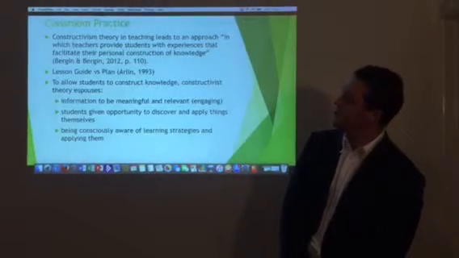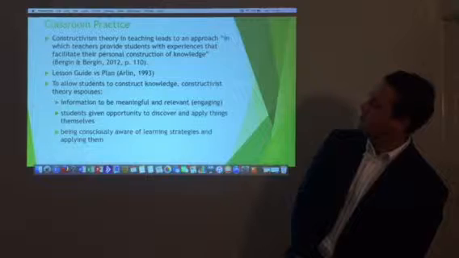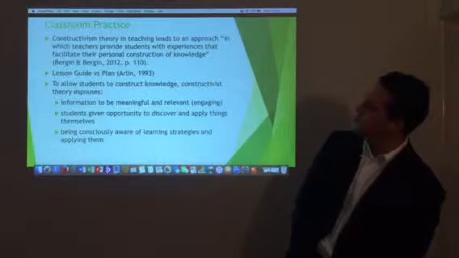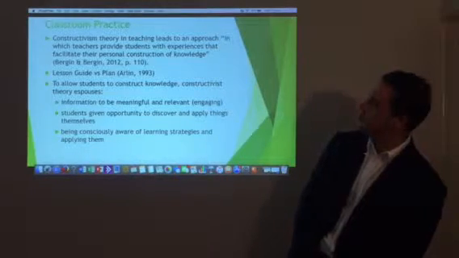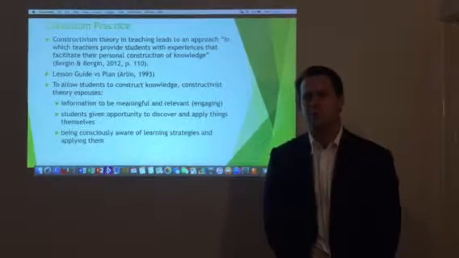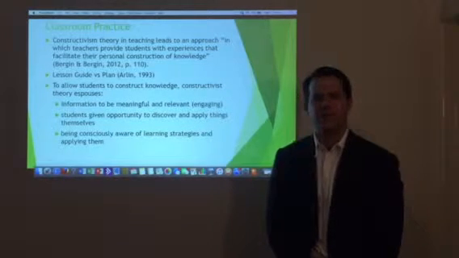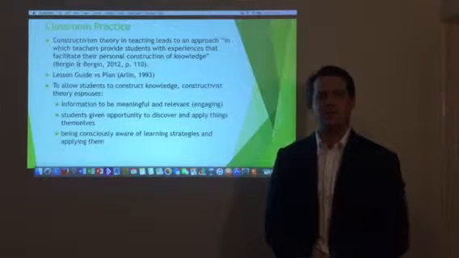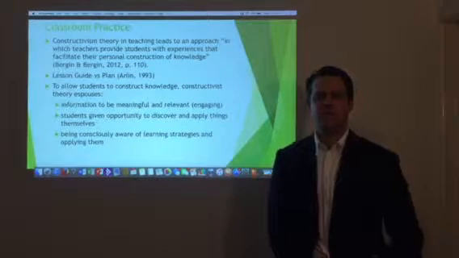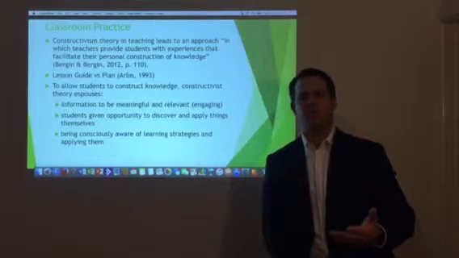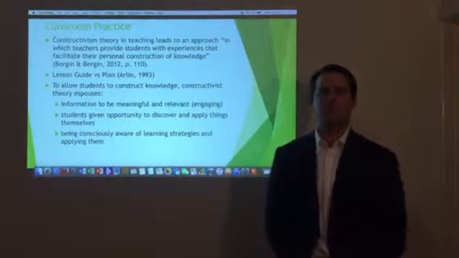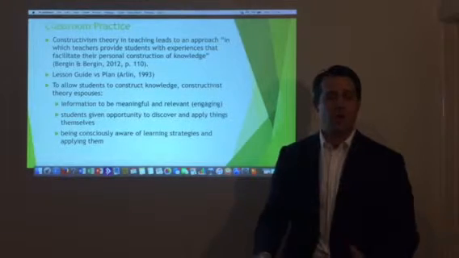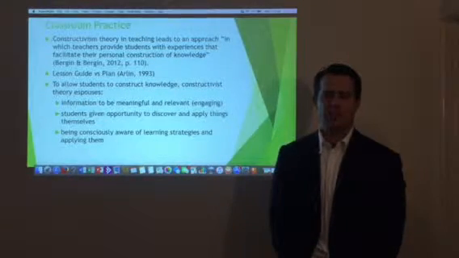The implications for classroom practice are many. Constructivism theory in teaching leads to an approach in which teachers provide students with experiences that facilitate their personal construction of knowledge. Ireland spoke of a lesson guide versus a lesson plan. A lesson plan is a very linear plan of a lesson, whereas a lesson guide under constructivist theory allows for fast forwards, rewinds, feedback loops and so forth, depending on the abilities of the students and where lessons go. It's a little bit more laissez-faire.